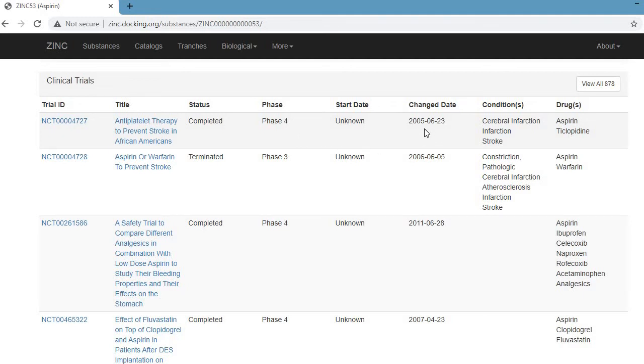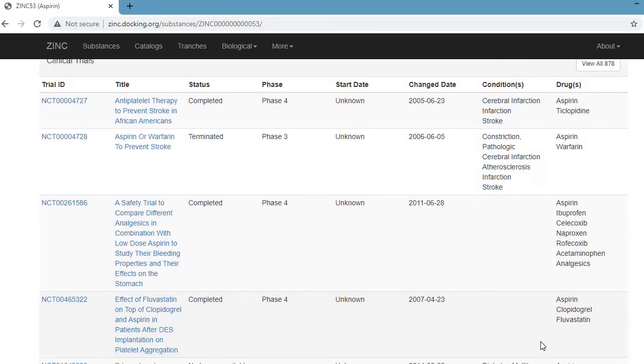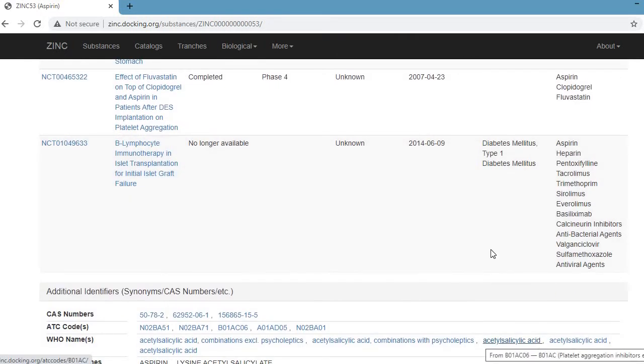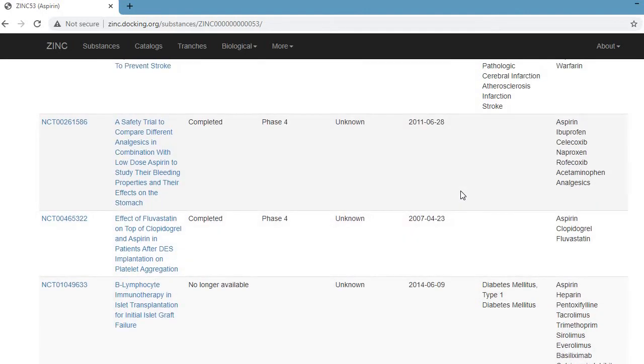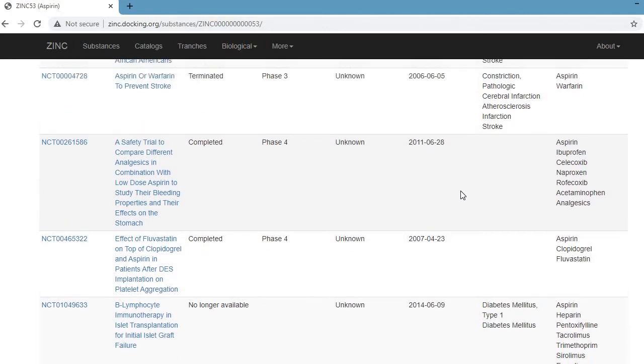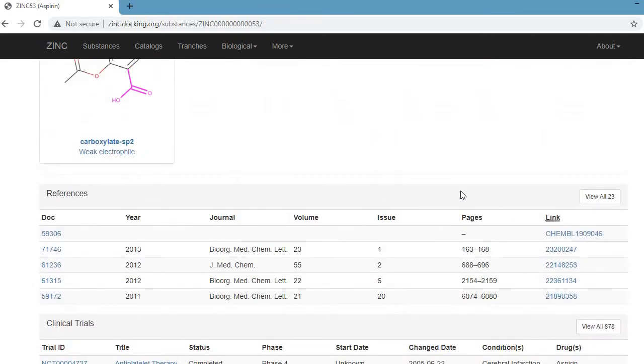It is given in 2005 to 2006, 2006, 2011, 2007, 2014 and so on. So these are various clinical trial studies. So a good amount of information is given about this particular molecule.